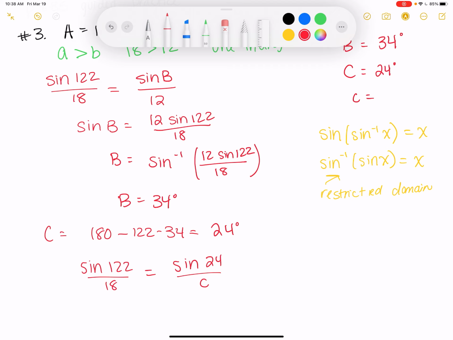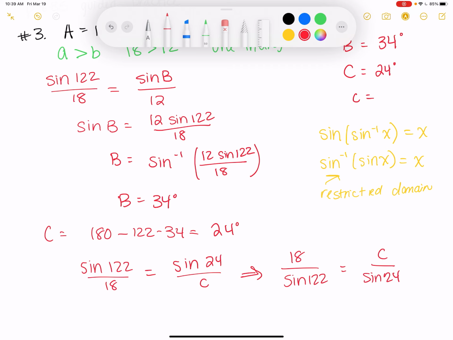Okay, now, if I had been really thinking, I would have flipped them and used the other formula. That is 18 over the sine of 122 equal to C over the sine of 24. Either of those formulas are the exact same thing. This one just makes it easier to not have to divide and swap things. So it's really up to you which one you want to use.